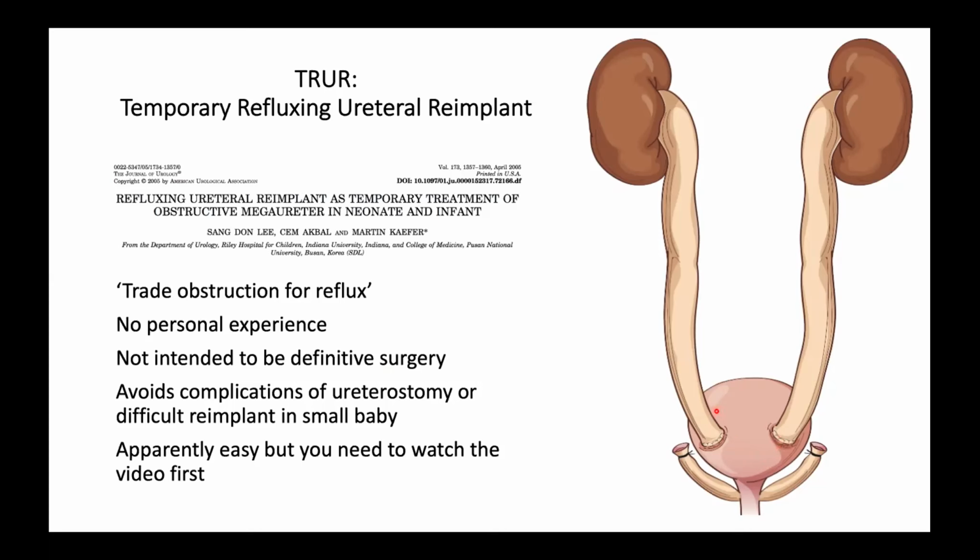But what these guys do is essentially take the ureter and plug it onto the dome or the anterior aspect of the bladder. This will be a reflexing reimplant. There's no tunnel. And it ties your baby over until once again you can do a formal reimplant. This is not intended to be definitive surgery. So in Indiana, when they do this procedure, they go back a year later and reimplant the patients.